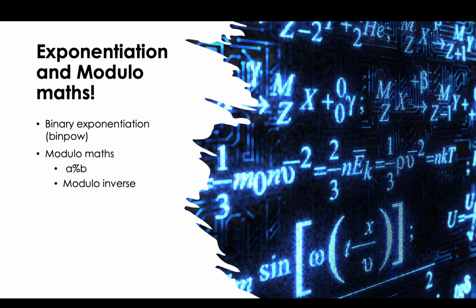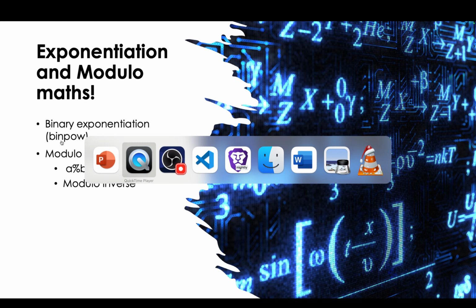This is the second video of our ACD course on competitive programming, and in this video we are going to discuss exponentiation and modulo maths. So we'll be discussing binary exponentiation, or it's also called the fast way of doing exponentiation, and we'll also be discussing modulo maths, in which we'll be discussing the basic operation, that is a mod b, and the modulo inverse as well. So let's begin.